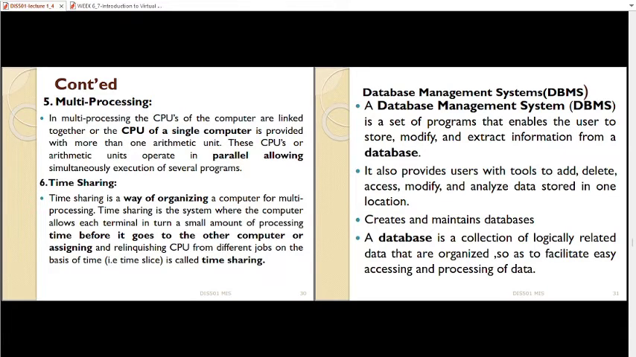Time sharing is a way of organizing, because what we say with computer systems is that a computer cannot perform more than one task at a time.